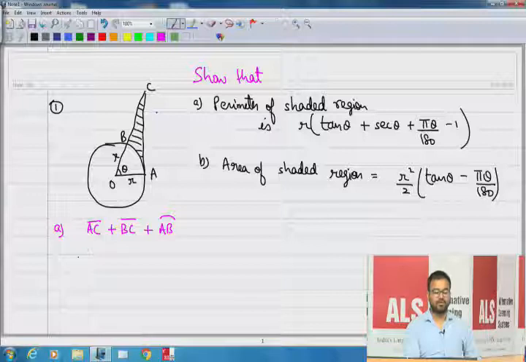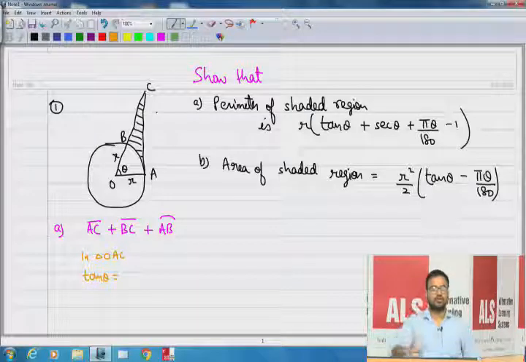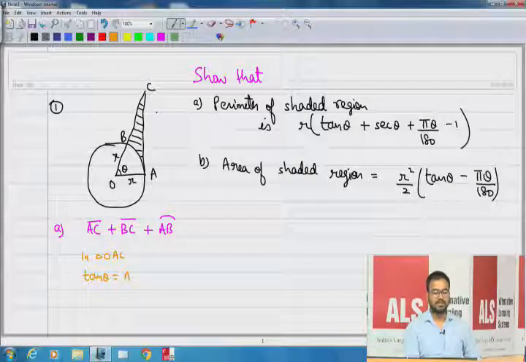Now what we can do, you can see in triangle OAC, if you do the tan theta, so tan theta is the ratio of perpendicular over base. So perpendicular is AC and base is OA, which we can write R. So AC is equal to R tan theta. This is the first case.